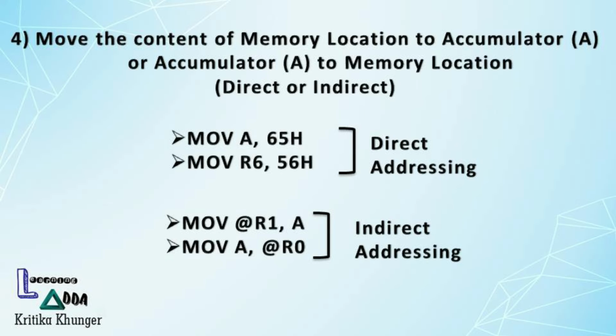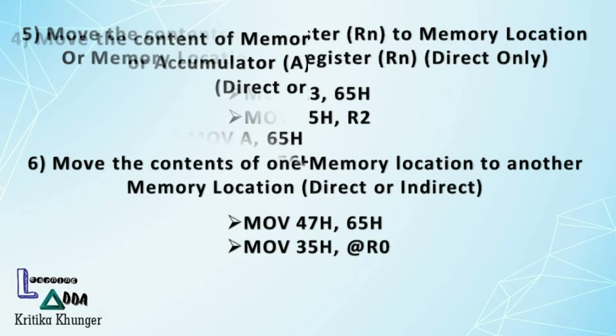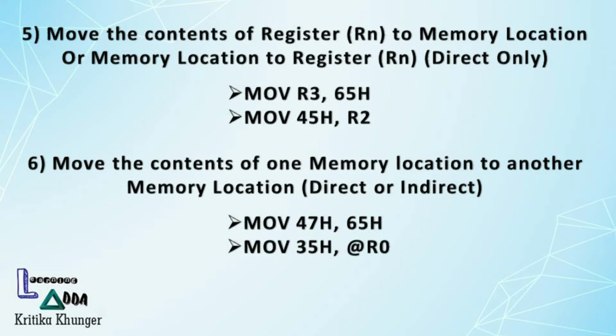Next we have moving the content of register Rn to a memory location, or a memory location to Rn. We use this for direct addressing mode only. The example is MOV R3, 65H. Here 65H is the memory location. We are moving the content of memory location 65H into the R3 register. Next is MOV 45H, R2. We are moving the content of the R2 register into the 45H memory location.